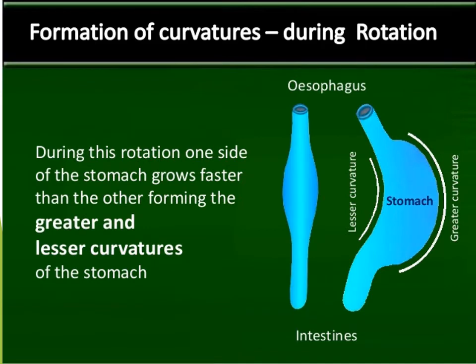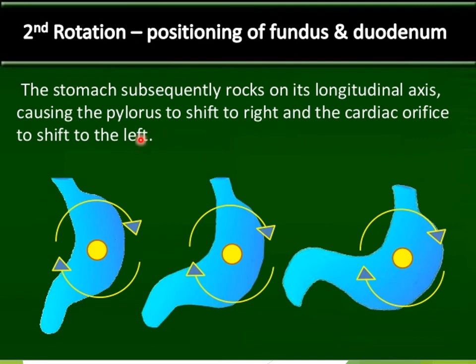Then is the formation of curvature. As I have told you, the dorsal surface moves faster and grows at a rapid growth rate as compared to the ventral side. So here there is a formation of lesser and greater curvature. There is a second rotation along the anterior-posterior axis, and this is going to shift the pylorus to the right and a bit upward, and the cardiac end of the stomach more towards the left and in a downward direction.